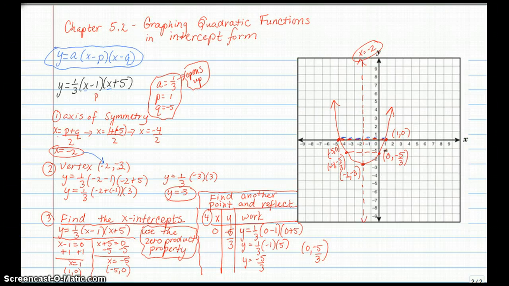5/3, 3 goes into 5 once, and then it has 2 left over, so it's negative 1 2/3, which is about where I plotted that. It is 2 away from the axis of symmetry, so I reflect it to the other side, so it's going to be (negative 4, negative 5/3) for your 5th point. And hopefully this will help you with any of the intercept form that you need to do.